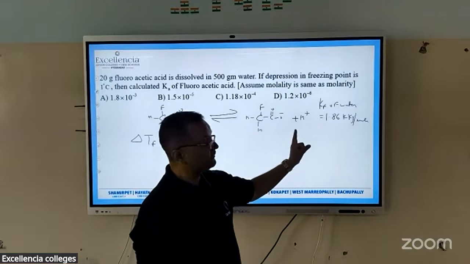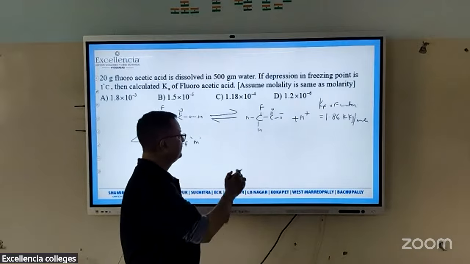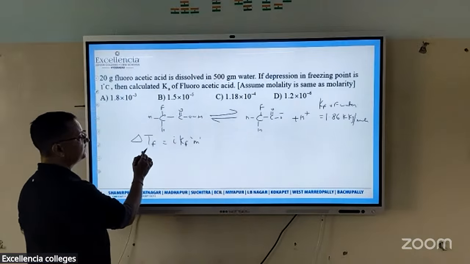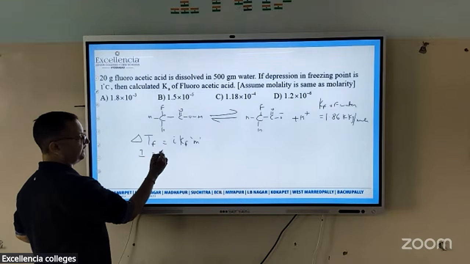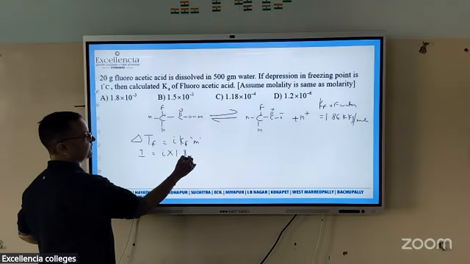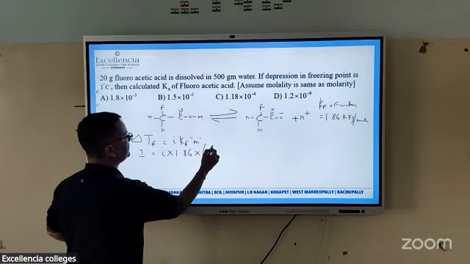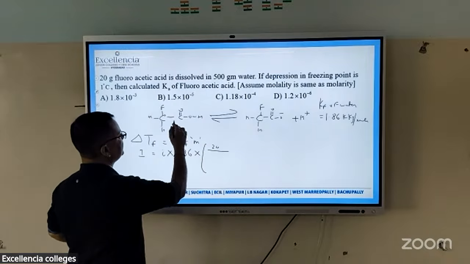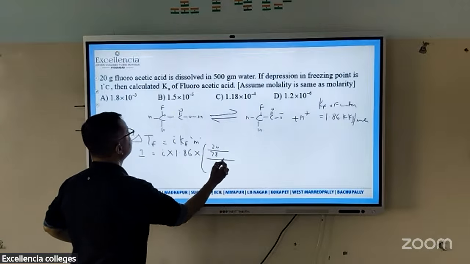So memorize Kf and Kb of water; it is the most common. Now we will put in that. What is delta Tf? Delta Tf is given to be 1. We need to find Tf, which is 1.86. And what is the molarity of this solution? That's the molality of the solution, which is 20 by molecular weight, divided by weight of solvent in kg, 500 by 1000.